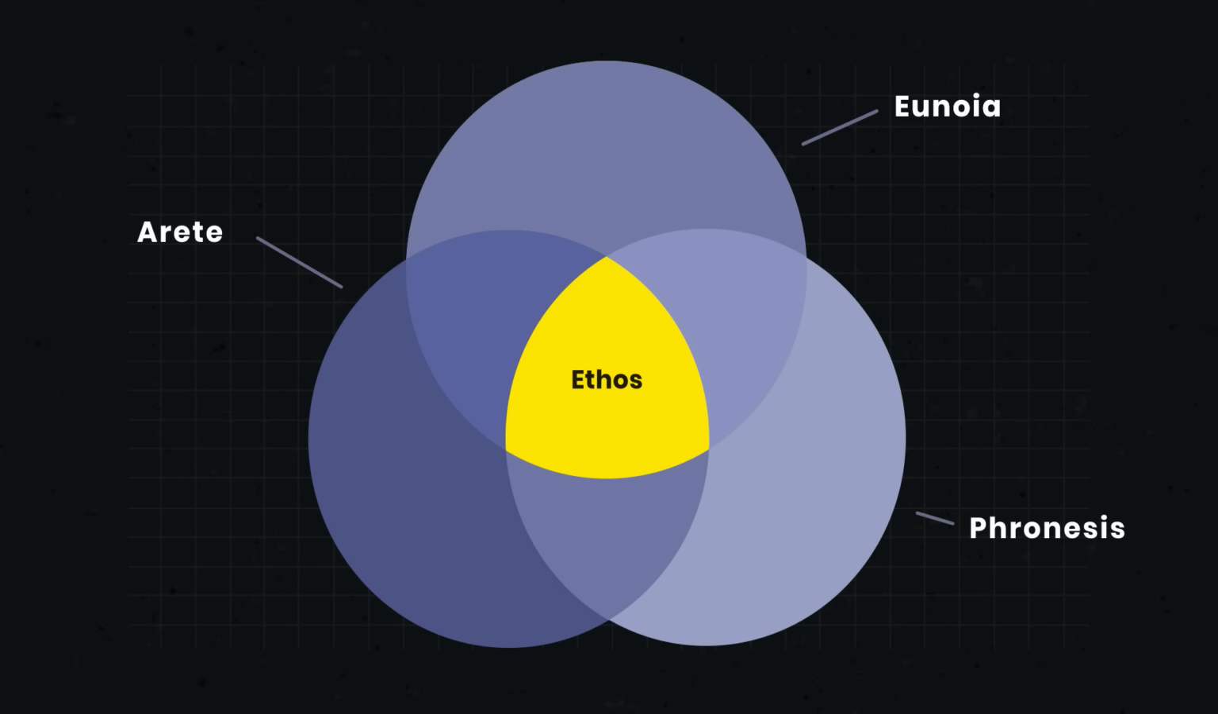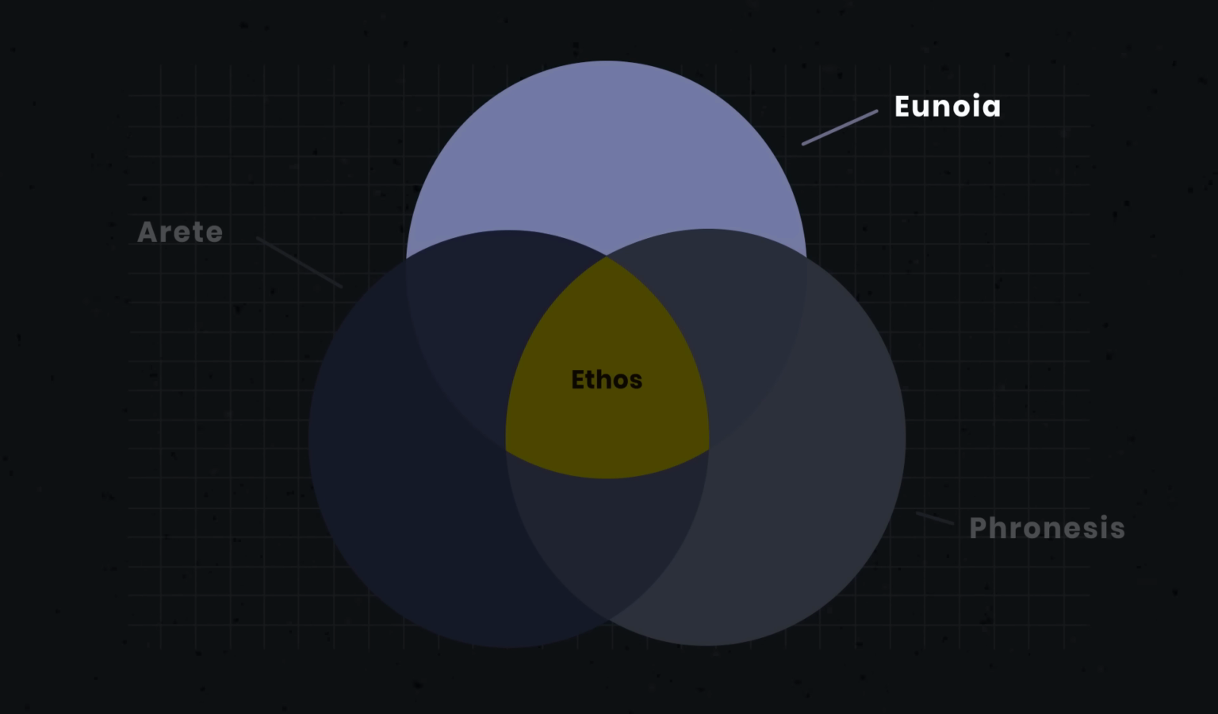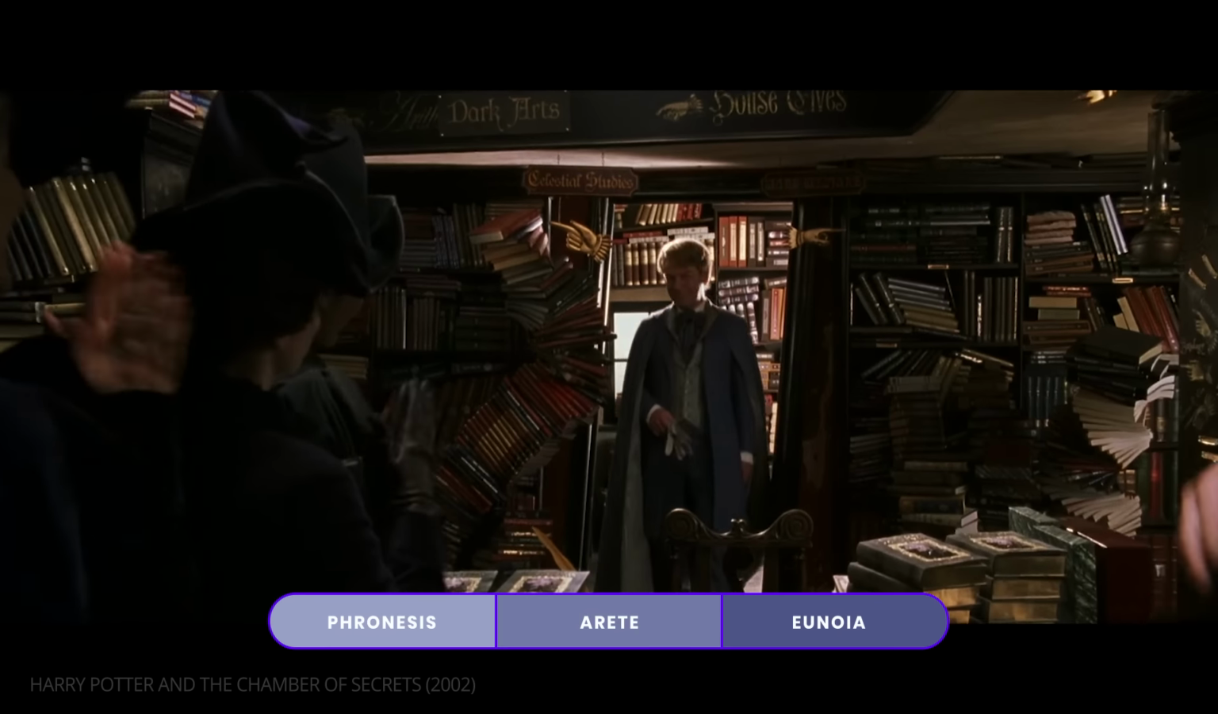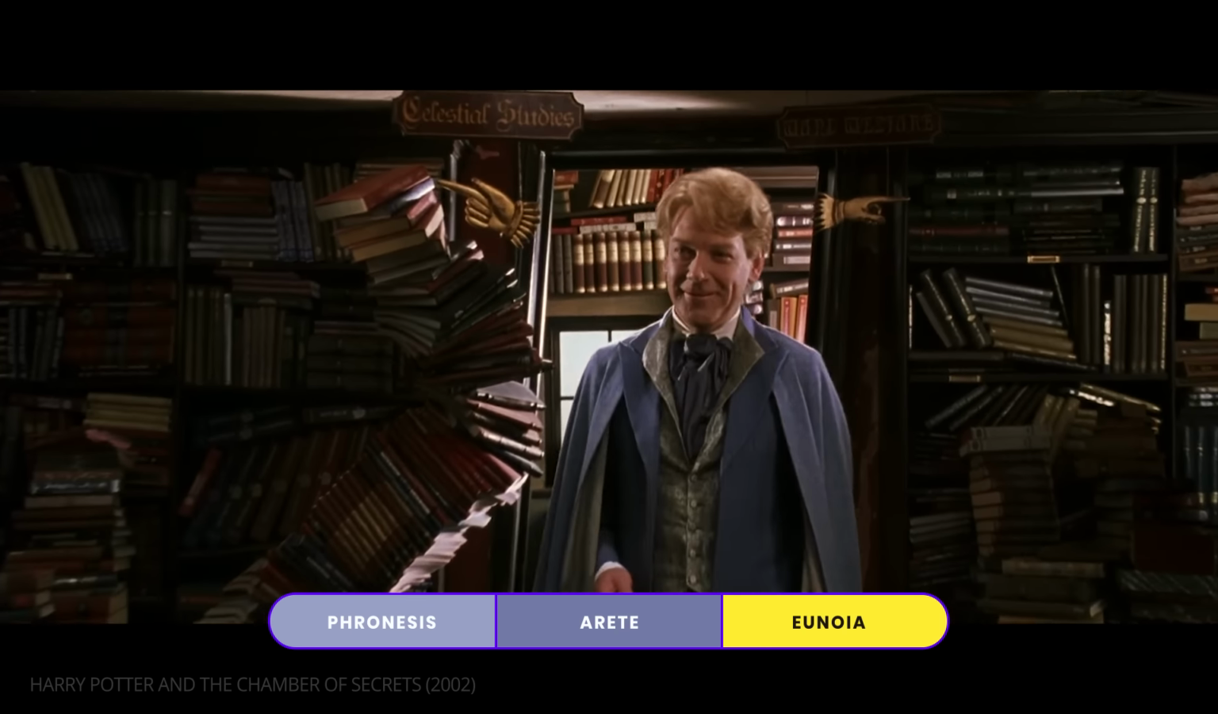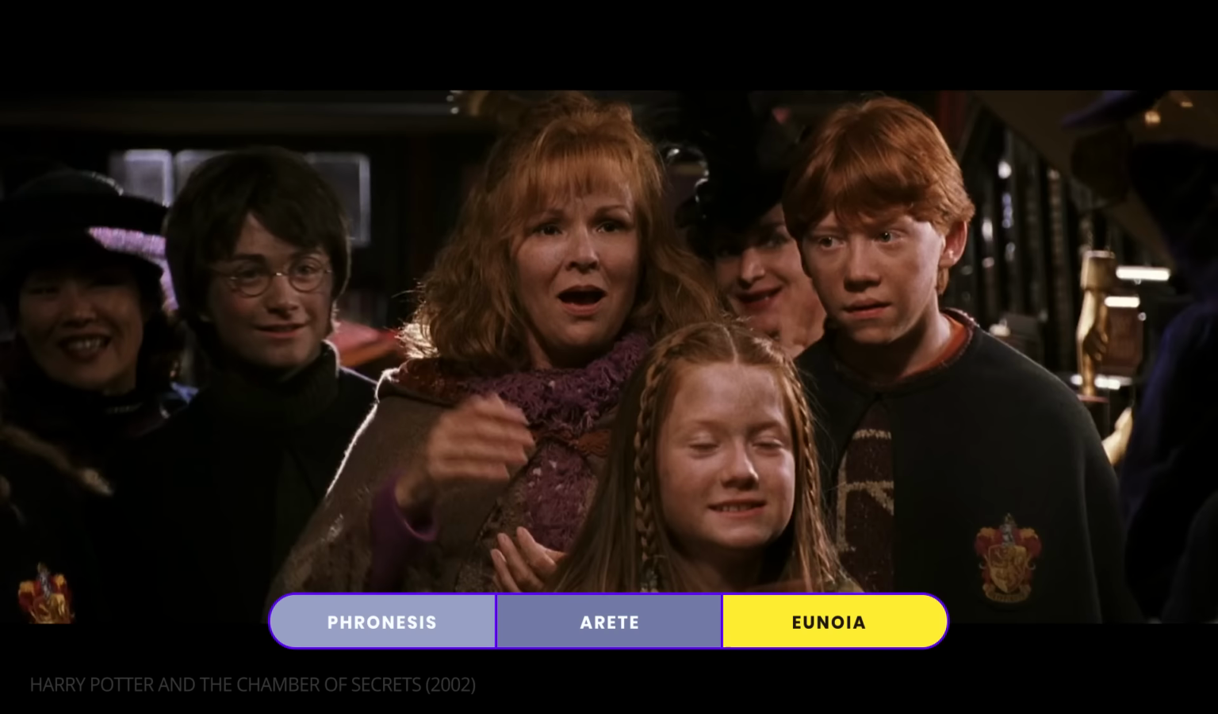The final element of ethos is eunoia, which refers to your mutual understanding with the audience. In other words, this is a speaker's likability and accessibility.